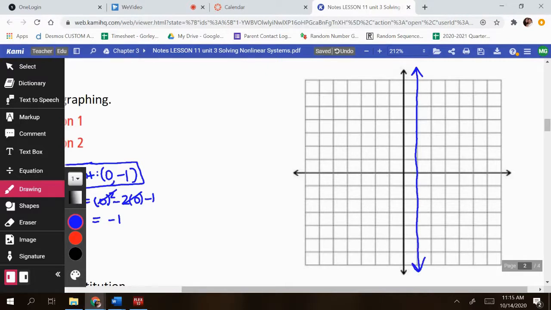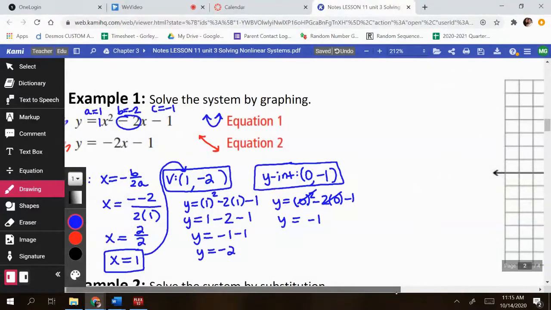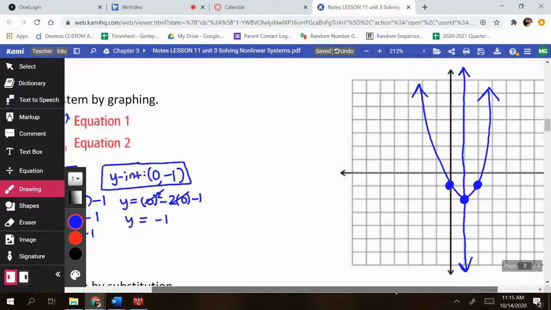Okay, my vertex was 1, -2. So I'm going to put that right there. And my y-intercept is 0, -1. Okay, so that's half my graph. And remember, this graph should be symmetrical, so I should use the same width on the other side as well. All right, so that's the first part.